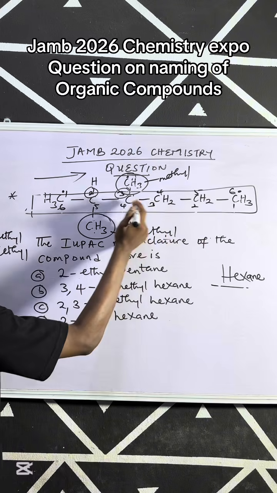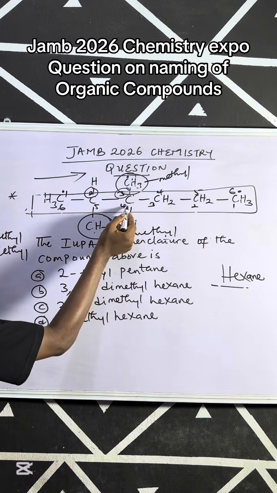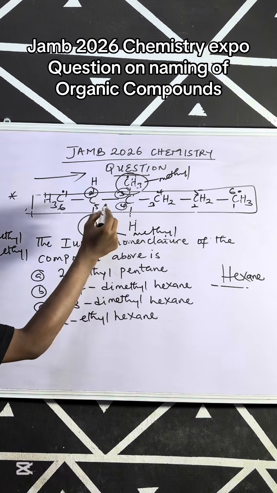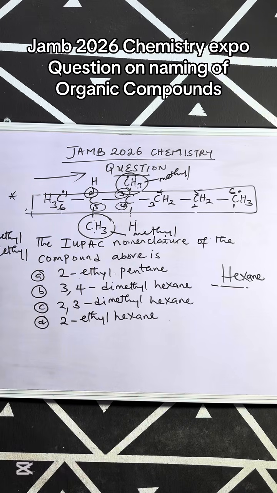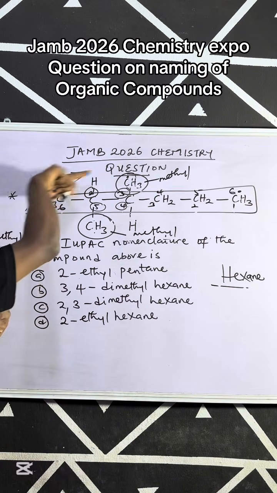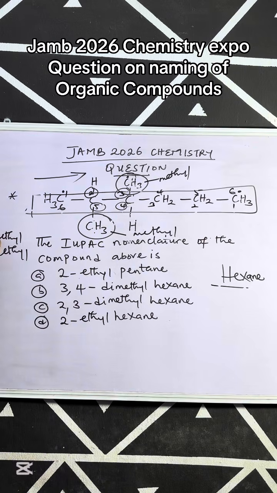Backward, the first carbon is 4 and the second carbon is 5. So it becomes 4, 5. 4 plus 5 is what? 9. 2 plus 3 is what? 5. So which one is smaller? 5. So it's obvious we are going with the forward. So we have to go with these two numbers.